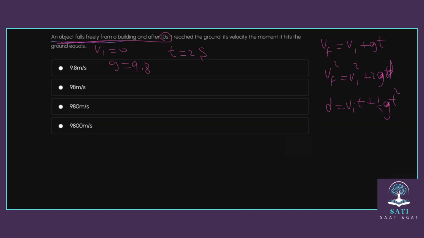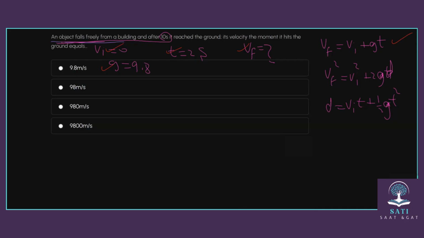The question now is its velocity the moment it hits the ground. So they are asking about Vf. So how many quantities now as you see? 1, 2, 3, 4 quantities. What formula gives me the relationship between these 4? As you see, it is this one.